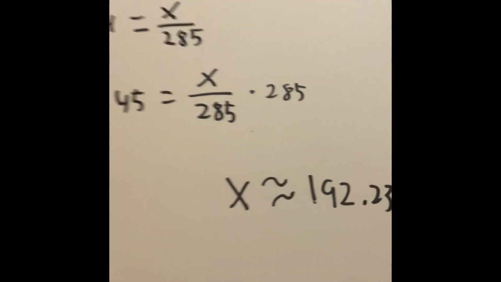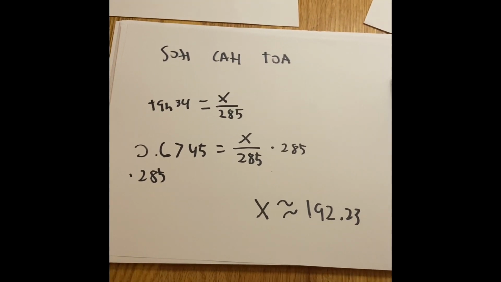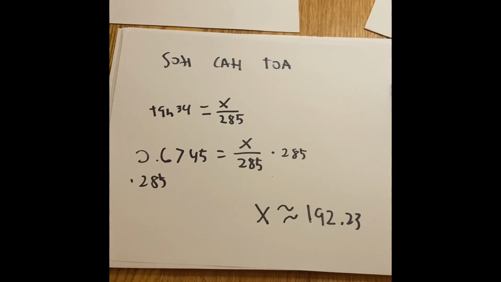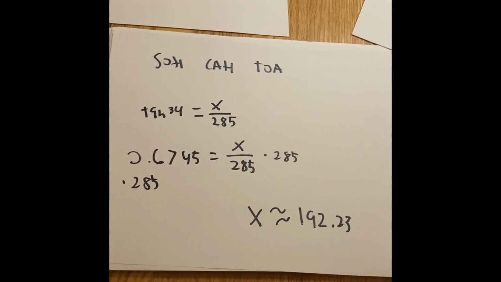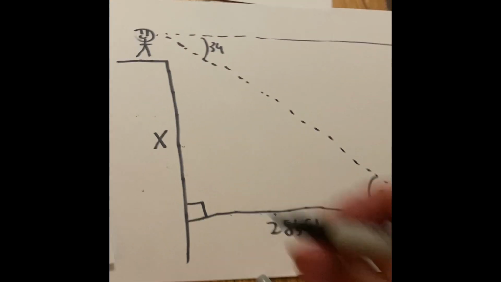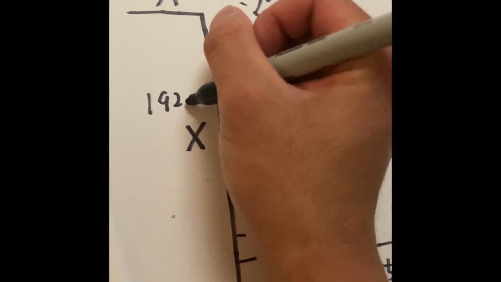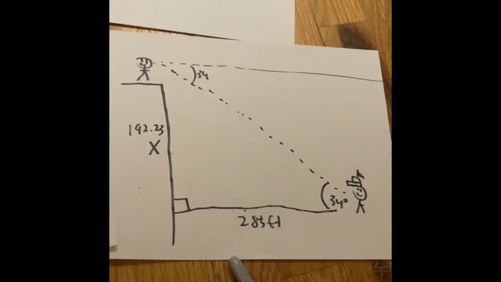It depends on what decimals you use. The more decimals you use, the more accurate your answer is. But remember, this is not 100% accurate. Answers may vary. So it turns out that Bowser's tower has to be 192.23 feet, or around that dimension.